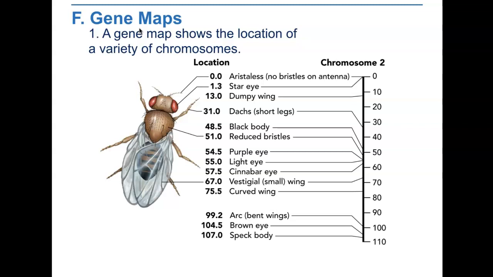The next morning, he presented Morgan with a gene map showing the relative locations of each gene on one of the Drosophila fly's chromosomes. Sturtevant's method has been used to construct gene maps. A gene map shows the location of a variety of genes on chromosomes.